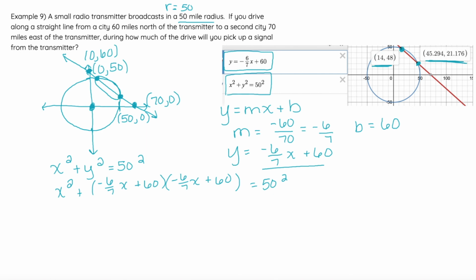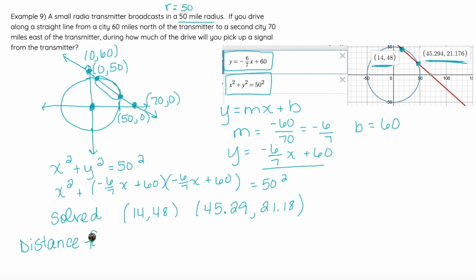So the two points after we solved, we ended up with the two points 14, 48 and a decimal, and 45.29, 21.18; we'll just round them to two decimal places. So therefore we can use the distance formula, because that's ultimately what we're looking for. The purpose isn't for you to, I mean, yes, you have to solve algebraically, but the idea here was that we needed all of those pieces in order to actually utilize that distance formula.